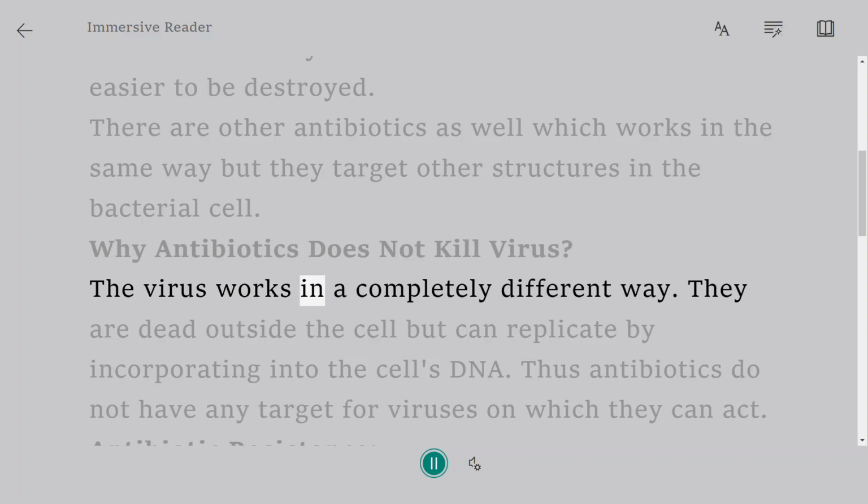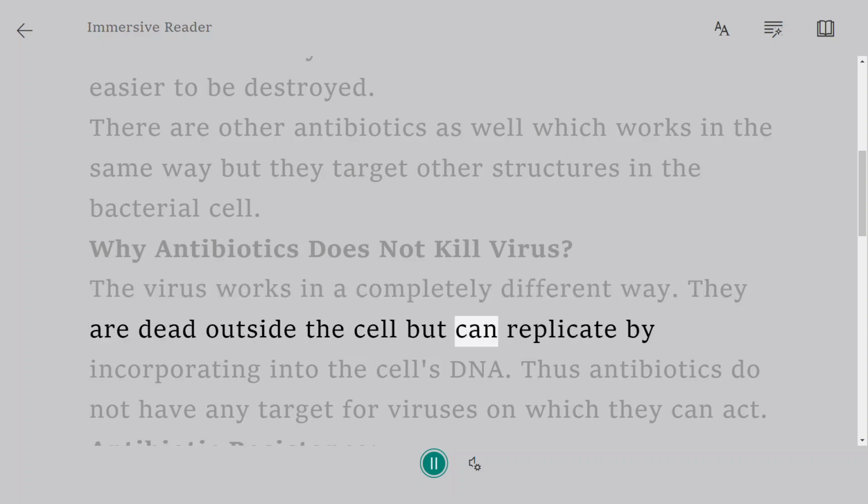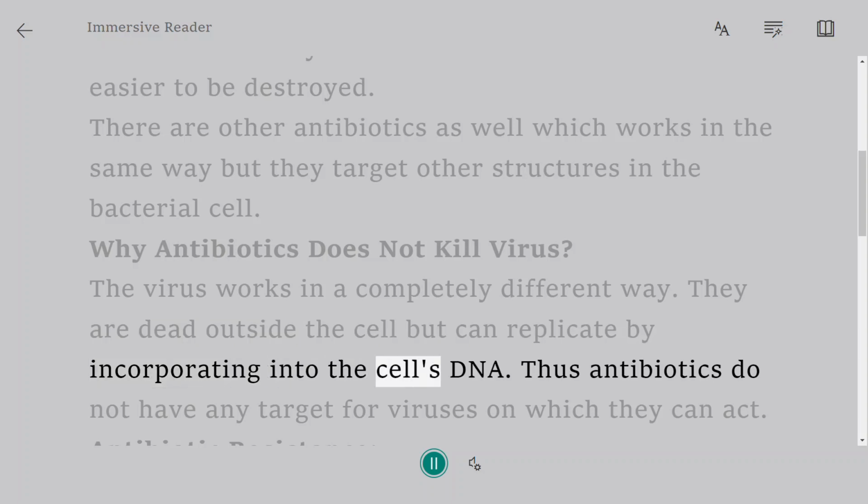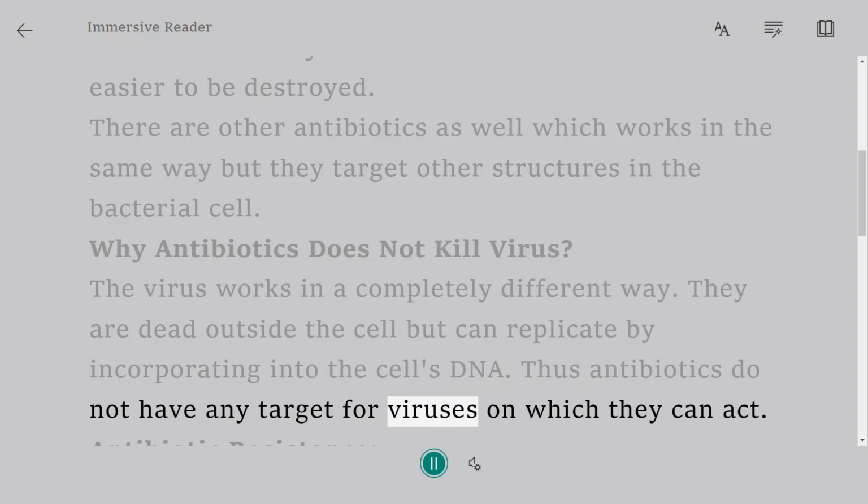Why do antibiotics not kill viruses? Viruses work in a completely different way. They are dead outside the cell but can replicate by incorporating into the cell's DNA. Thus, antibiotics do not have any target in viruses on which they can act.